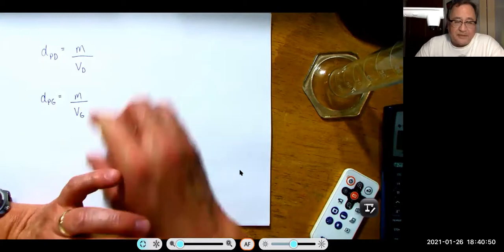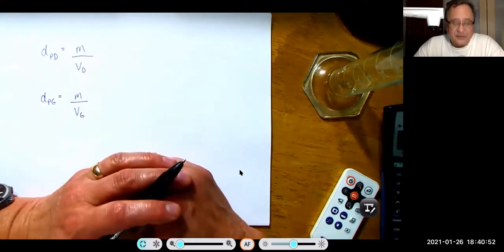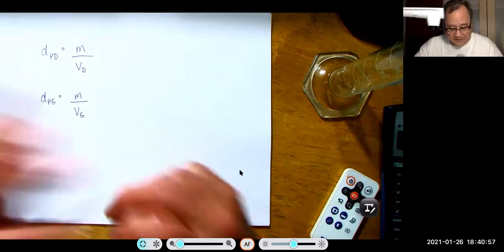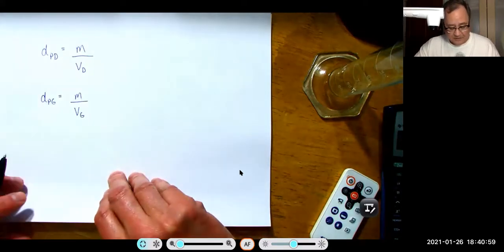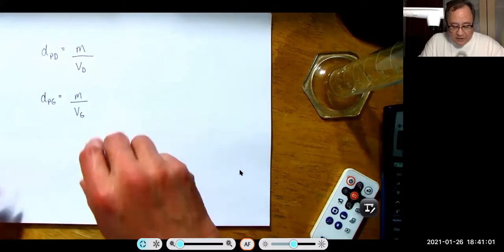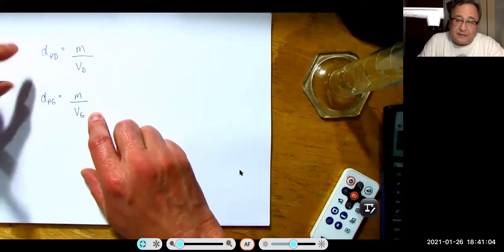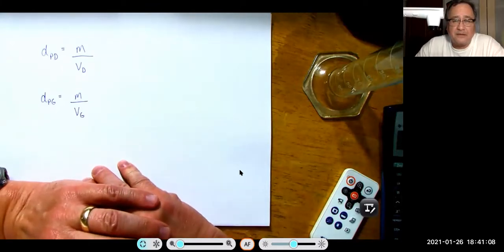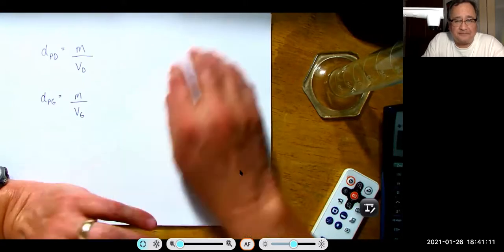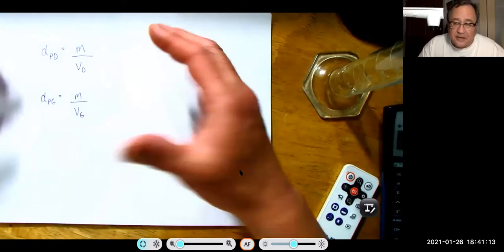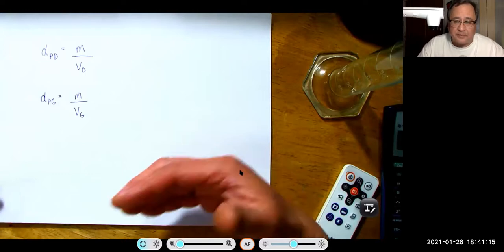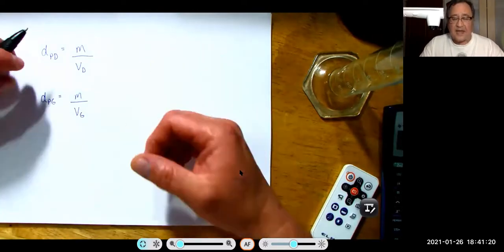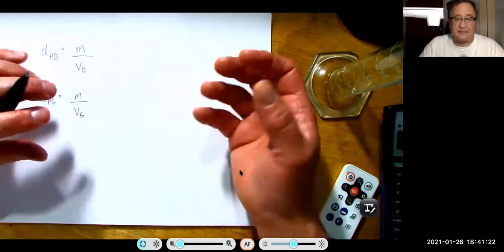So these densities should be the same because density is intensive. It's an inside property. It doesn't depend on how much you have. Any questions here on the two calculations you should have for the density of the penny? No questions? Okay. And you're going to do the same type of thing for the dime. You're going to do the volume by displacement, the volume by geometric shape, and the density by displacement and the density by geometric shape.